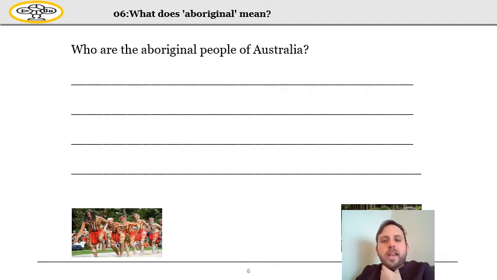And then what I want you to do when you've got all that information is tell me about it. Now, in your booklets, you've got two questions here. Who are the Aboriginal people of Australia? And the other question is, what do you know about the culture of Aboriginal people? And what I'd like you to do is when you found out all that information, okay, have a go at writing a few sentences about it. What did you find out?